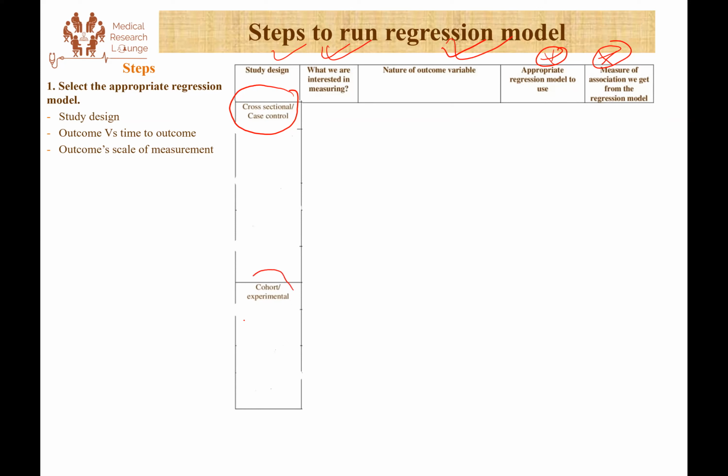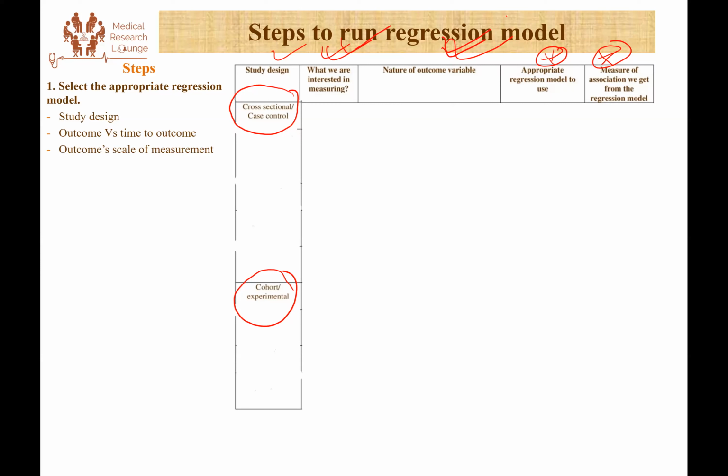So cohort and experimental, again, because of their similarity in the level of evidence, somehow they're close. Since the population they build is from exposure to outcome, and since they assess risk, we use similar regression models for the two study designs, and the choice of regression model within these study designs varies based on, again, these two factors. So let's see them one by one.